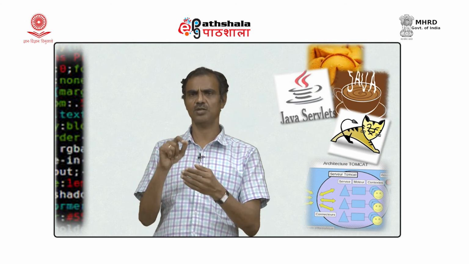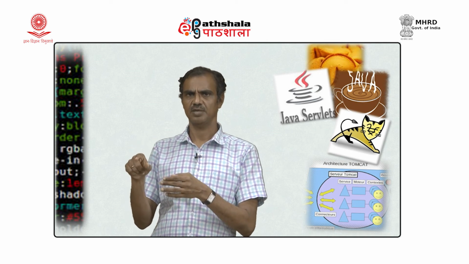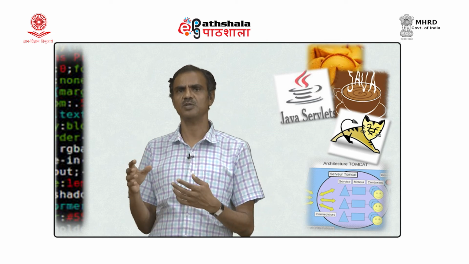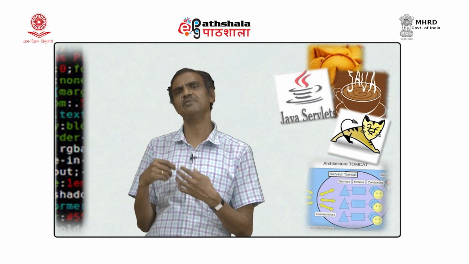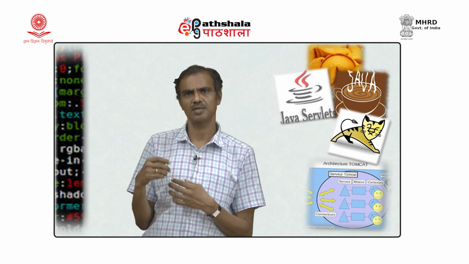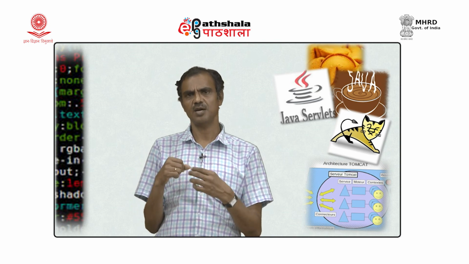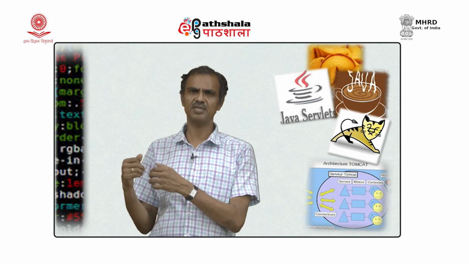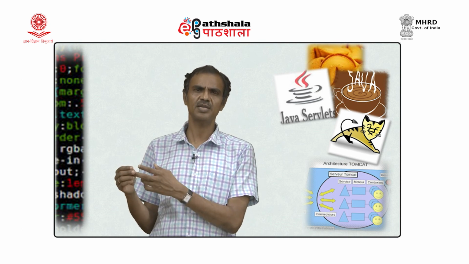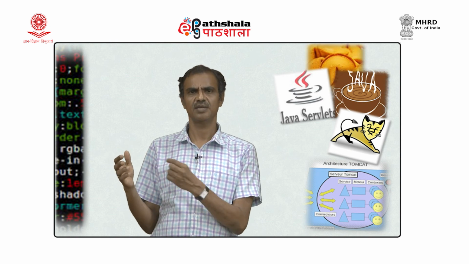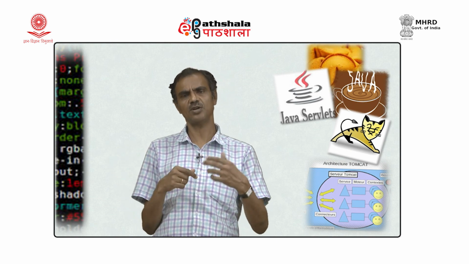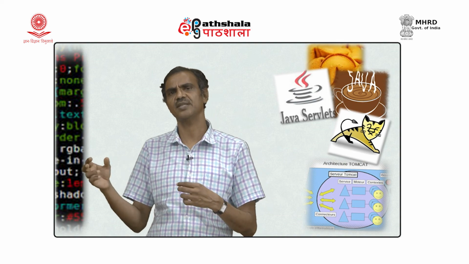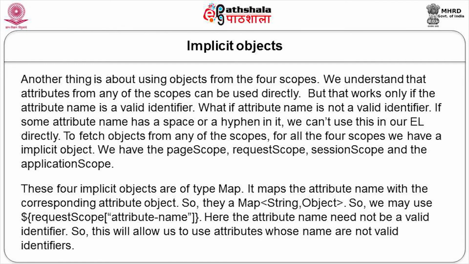So, pageContext.request, pageContext.response, or from the request, if I am interested in a particular thing, I can say pageContext.request and then any of those getter methods which are there in the servlet request. For example, content length: pageContext.request.contentLength can give me the content length. That way you can use your implicit object called pageContext.